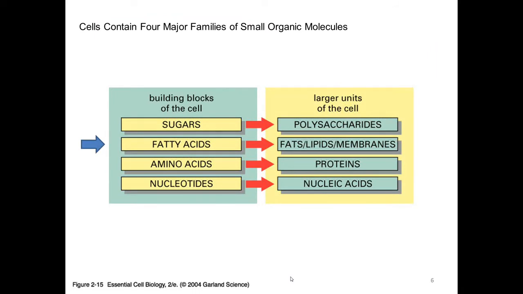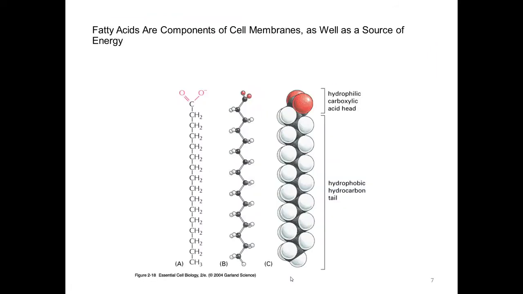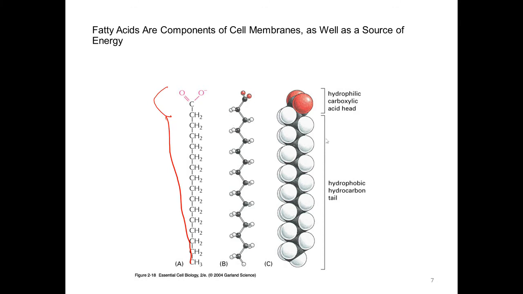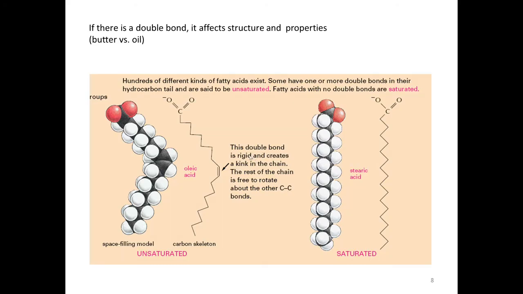Now we will talk about fats. Fats are made up of fatty acids, which have long hydrocarbon tails, just carbon and hydrogen. They're called fatty acids because they have a carboxylic acid group here at the end. These are extremely hydrophobic, and these will avoid water at all costs.